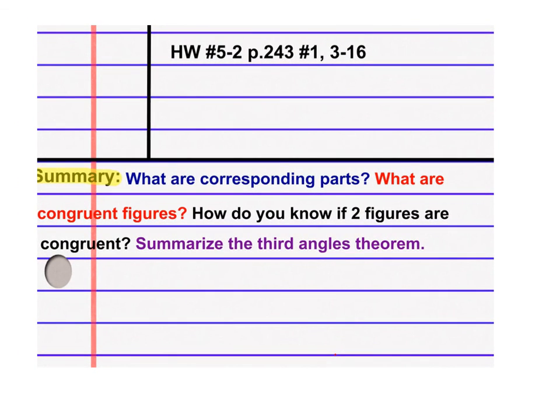All right, so here's the summary. What are corresponding parts? What are congruent figures? How do you know if 2 figures are congruent? Those might be able to be condensed into 1 sentence. And then lastly, in purple, summarize the third angle theorem.